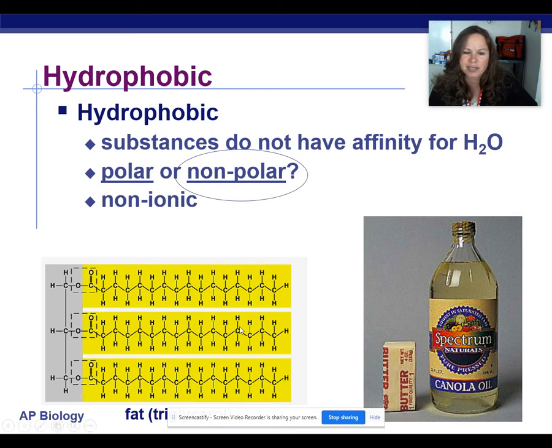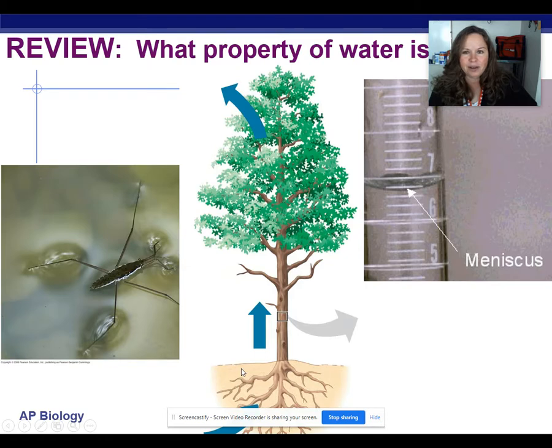This is a basic construction of a fat here. If you notice, it has those wonderful, stable, and equal sharing carbons and hydrogens. And that's probably one of the reasons why it's nonpolar and there's no charges there. All right, so there's our properties of water. We have cohesion and adhesion, and then transpiration is a combination of both of those.